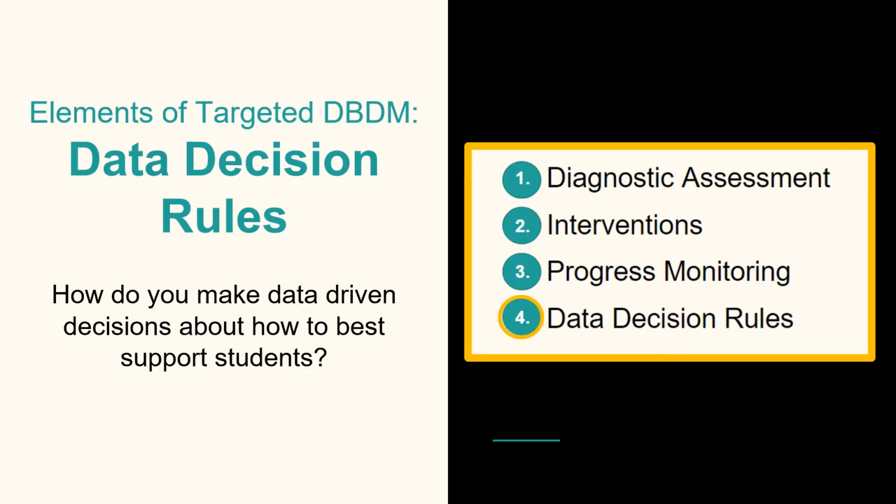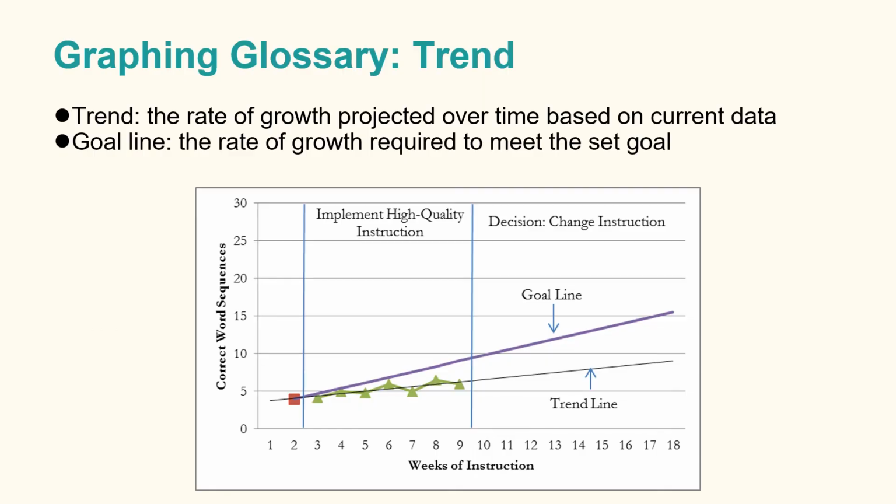Next, we'll talk more about data decision rules and how they are used in the targeted DBDM process. There is some graphing vocabulary you may or may not be familiar with that will help your team in applying decision rules consistently. First is trend. The trend is a projection of progress over time based on the data points entered.